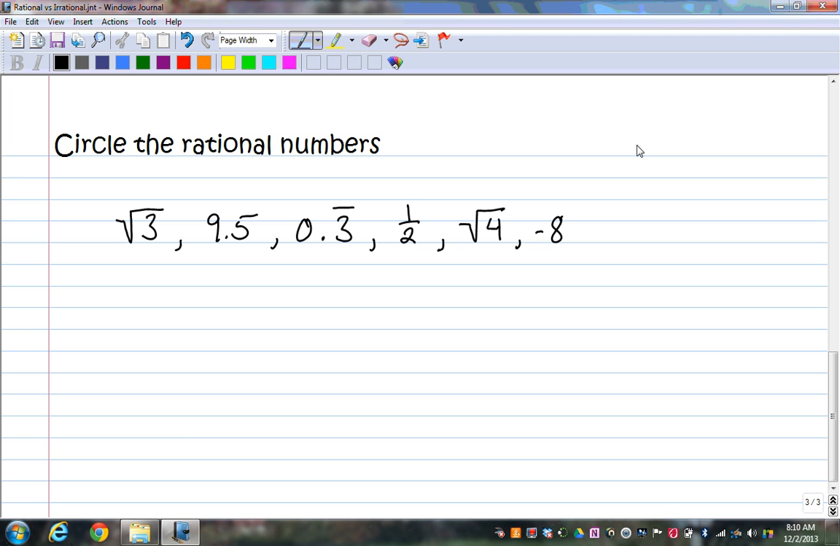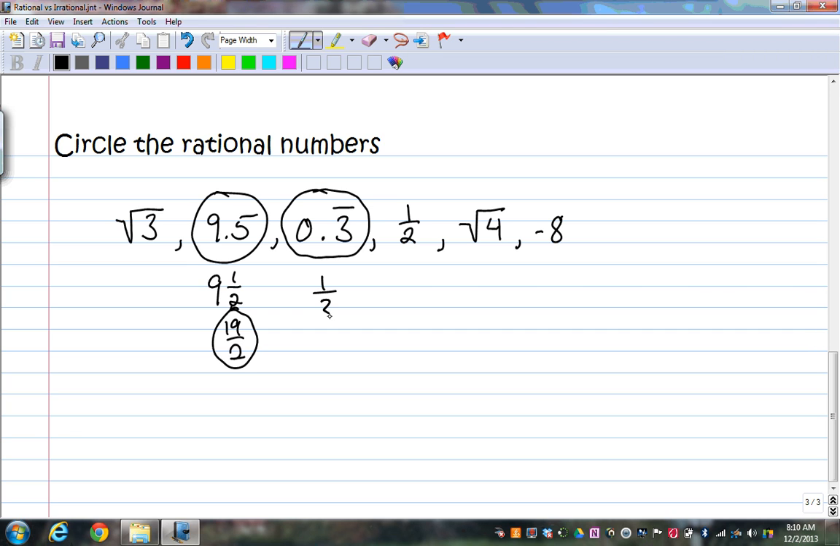The next one, 9.5, this is rational because this is the same thing as 9.5, which can be written as 19/2. It's a fraction of two integers. 0.3 repeating, this one is rational because it has something that repeats. It actually is the fraction 1/3. This one's already written as a fraction of integers, so that was easy. This one, you got to be careful. Square root of 4 is 2. 2 can be written as 2/1, so yes, this is rational.